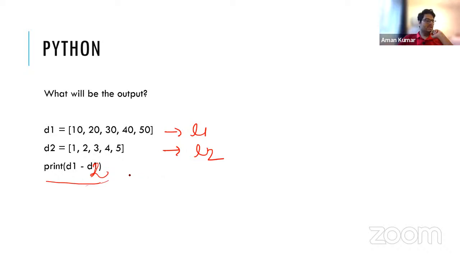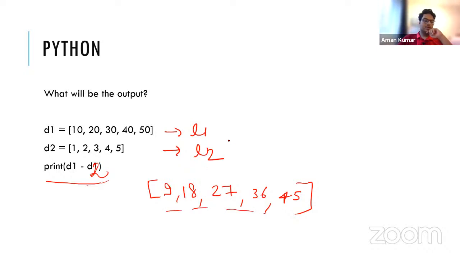To the people who are saying error, I want to know why error. And Prashant is saying it will be 9, 18, 27, 36, and 45. Like he's subtracting. 45. Okay. Charan Sai is saying 9, 18. Okay, the same list. Kumar Anurag is saying something like this.